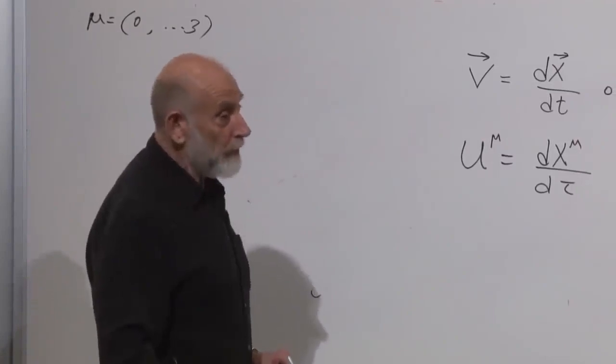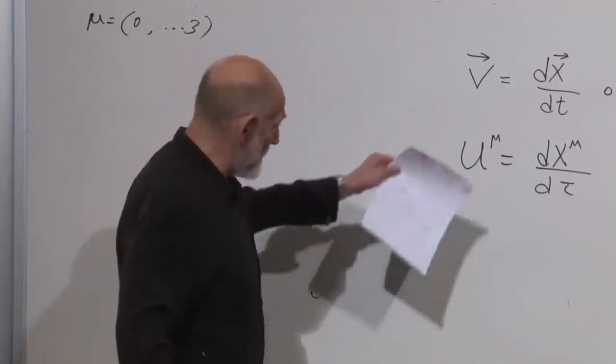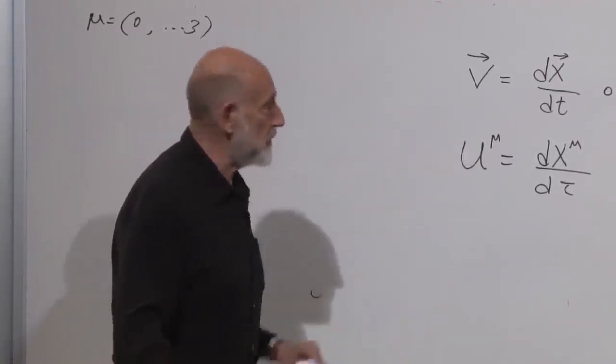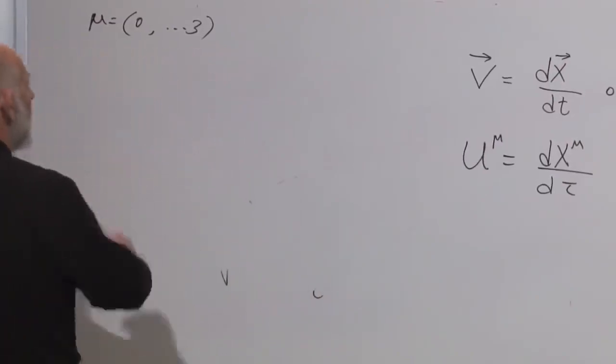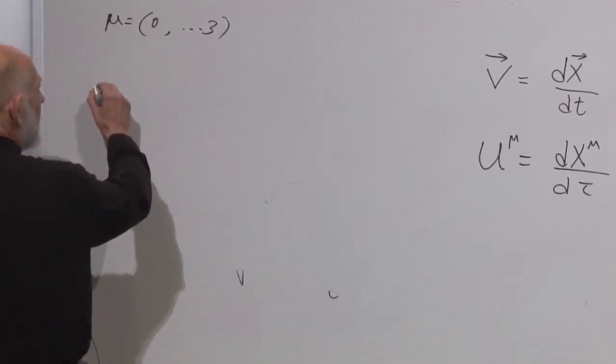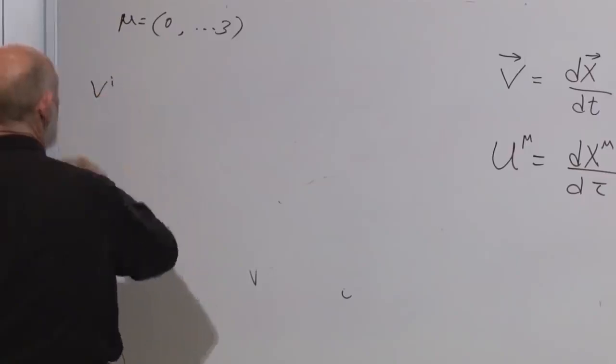Non-relativistically, of course, there are only three components of the velocity, so that must mean something funny happens to one of the components here, and we'll see what happens. All right, let's start with dx sub i by dt. Let's start with v sub i.